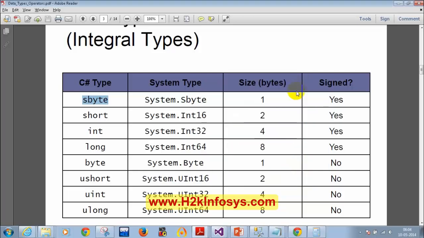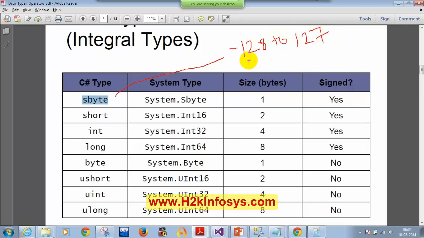So now the range for sbyte is -128 to 127. I'm not going to tell you how you got this 128, so I'll give it to you. Ideally, it should be -127 to 127. So how we got this 128, you have to research today and tell me tomorrow. Or if you are able to find it, okay. Some of you look like you got it.